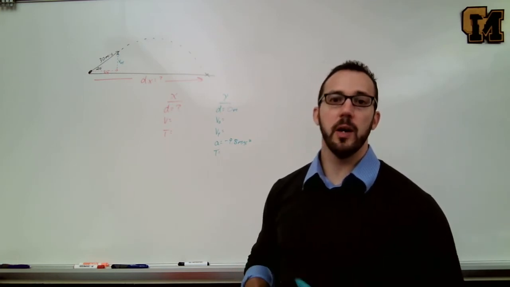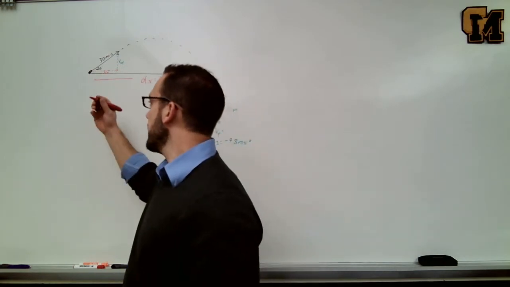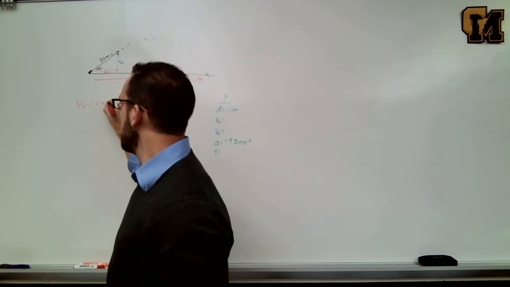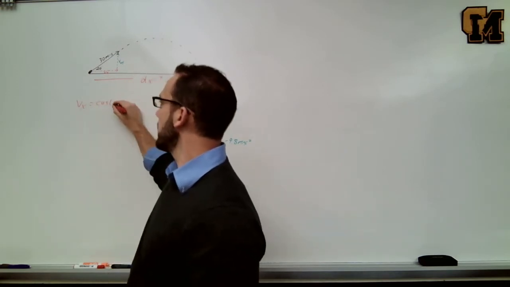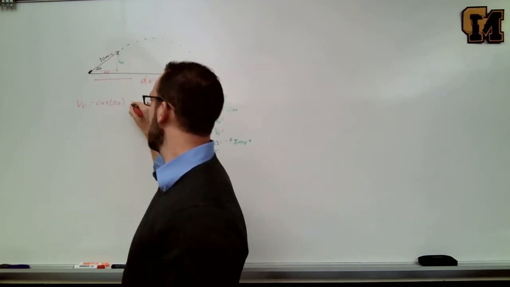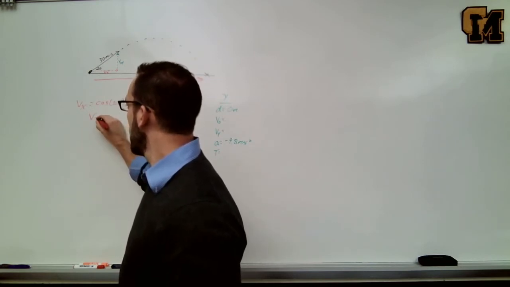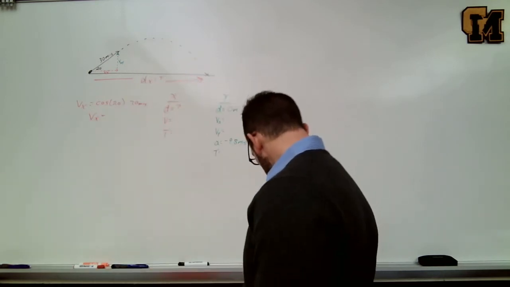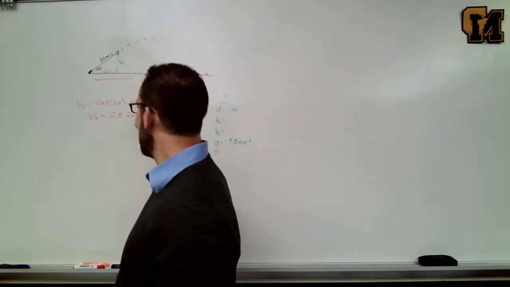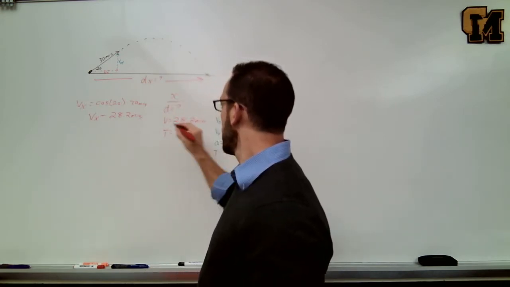We're going to do a little bit of right triangle geometry to solve for the velocity in the x and the velocity in the y. The velocity in the x is the adjacent side, so I'm going to use cosine. The velocity in the x is going to be the cosine of my angle, which is 20 degrees, multiplied by the hypotenuse of the triangle, which is 30 meters per second. When I plug that into my calculator, I'm going to get 28.2 meters per second for my velocity in the x.